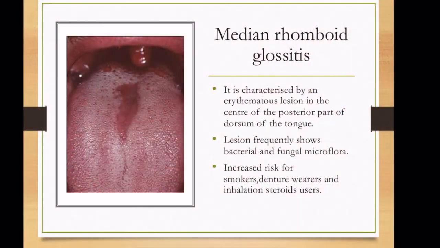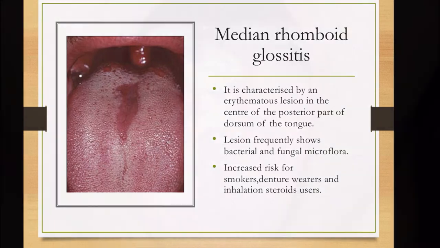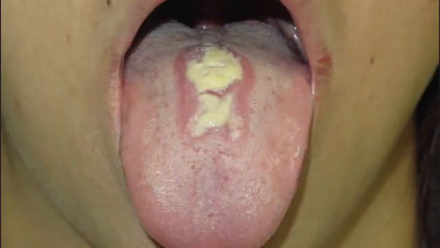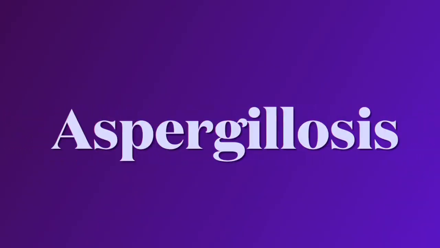Next is median rhomboid glossitis. Again, let us split the title. Median means in the middle, rhomboid is the shape of the lesion, glossi means tongue, and itis means inflammation. So this lesion is characterized by an erythematous lesion in the center of the posterior part of the dorsum of the tongue. And this lesion has a superadded candidal infection. So these are some basics about candidiasis.